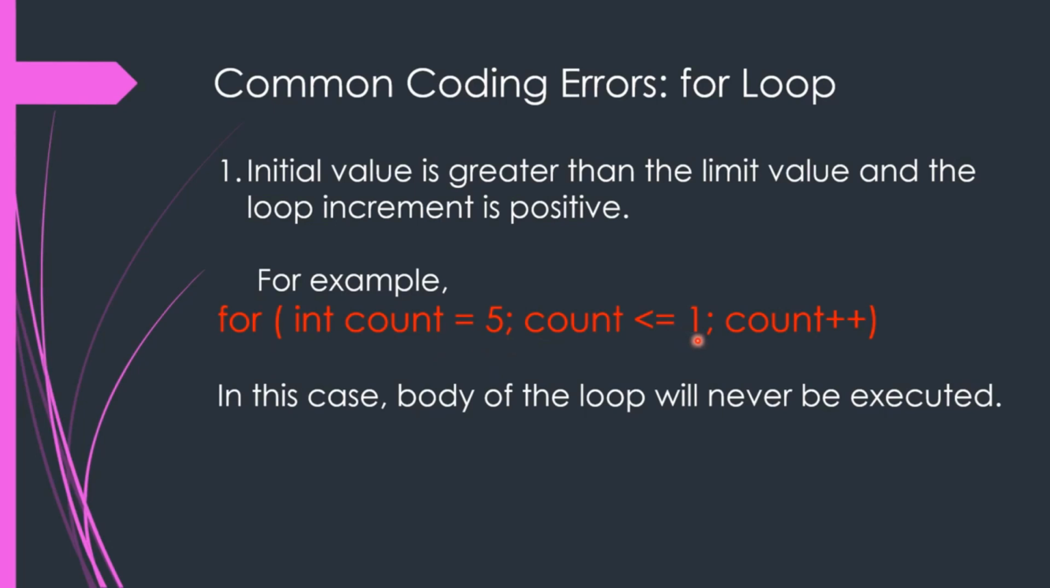But the problem is that the loop increment is positive. So after testing this condition, the loop will increment, means it will increment the value, but it will still be false. And it will always be false because the values which we will get, like 5 plus 1 is equal to 6, 6 plus 1 is equal to 7, all these values will be greater than 1 and not less than or equal to 1. So in this case, the body of the loop will never be executed, and this is the error that we have committed here.